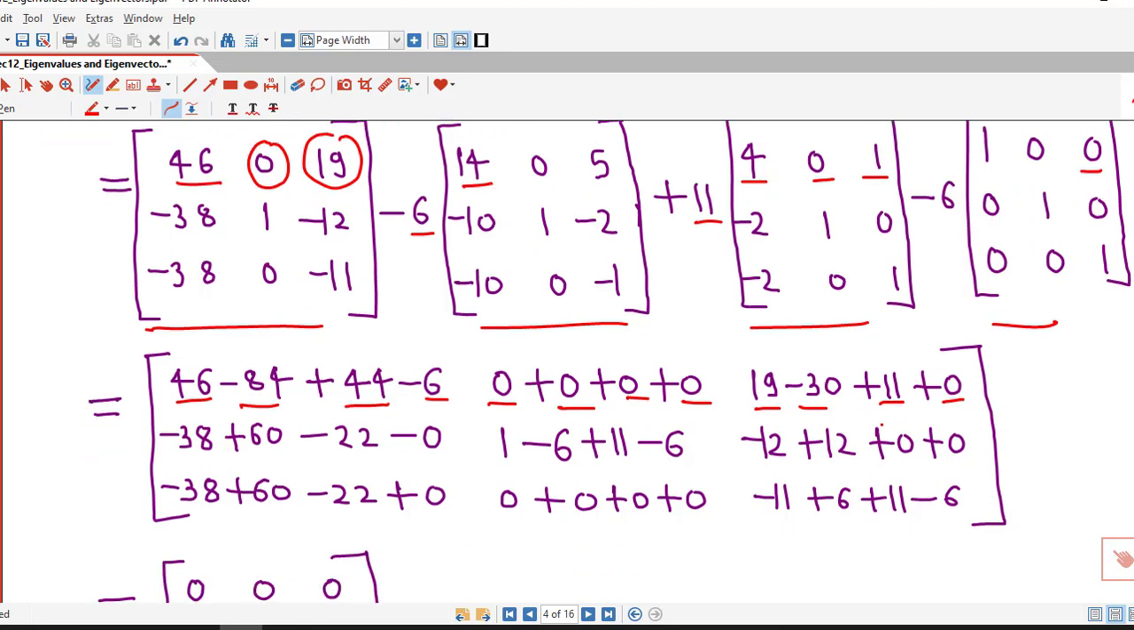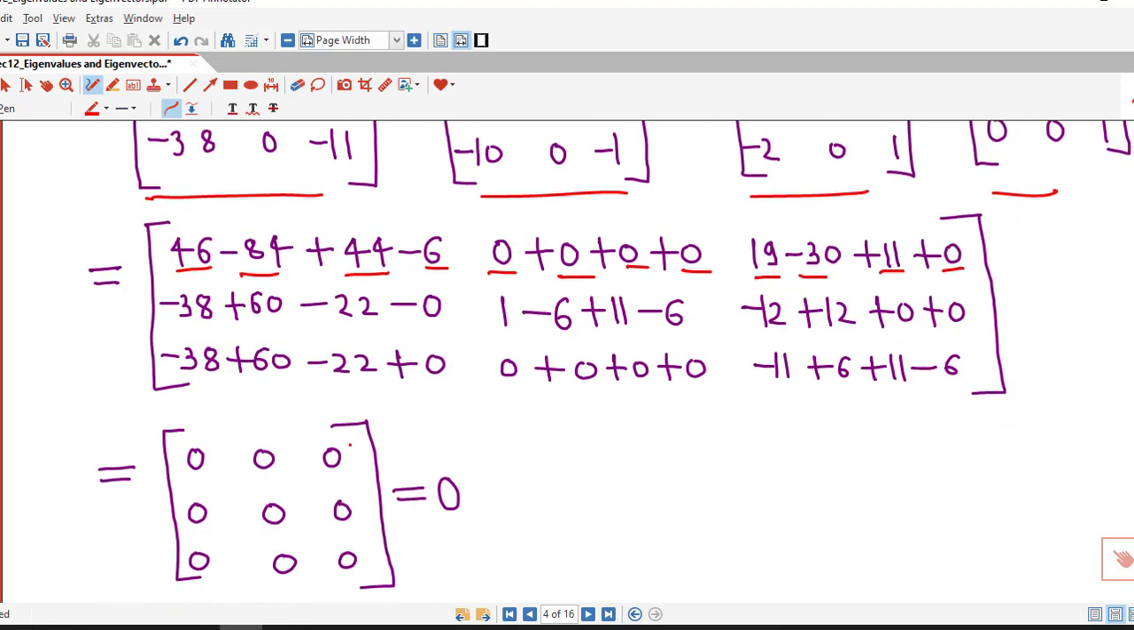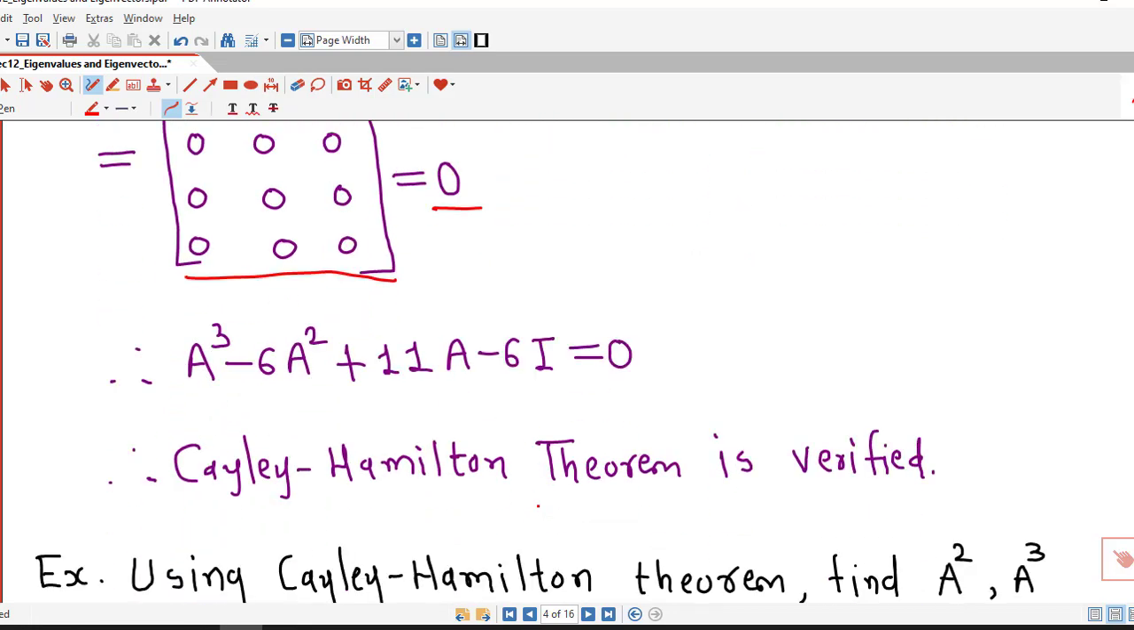So similarly, I have written all the other entries by taking the addition of corresponding entries, and I obtained the 0 matrix. You can verify other calculations, and I am able to obtain the 0 matrix. So this says that the Cayley-Hamilton theorem is verified.